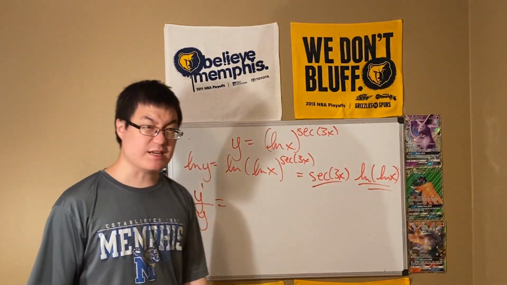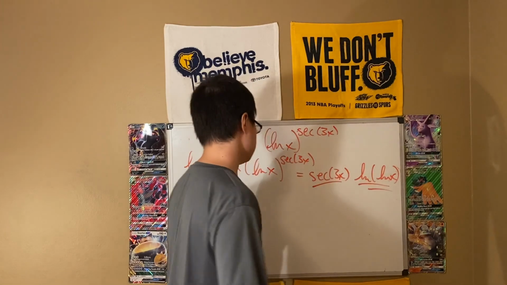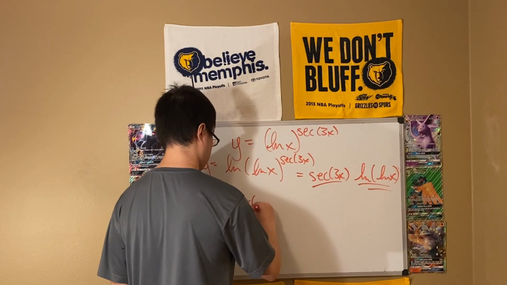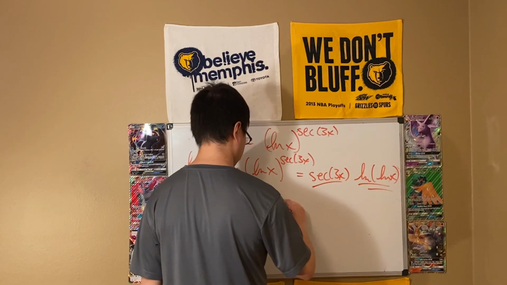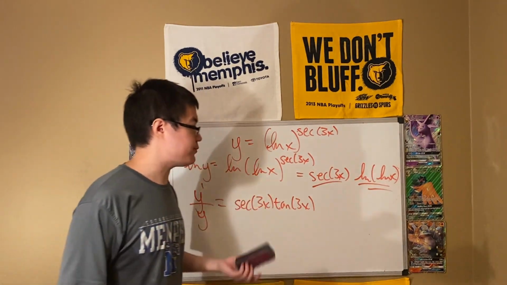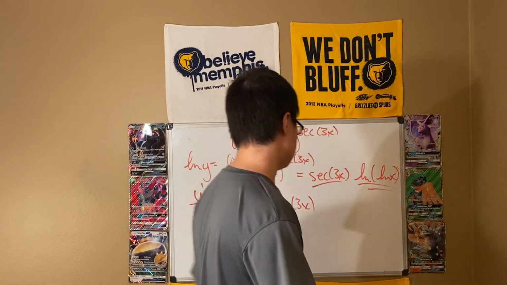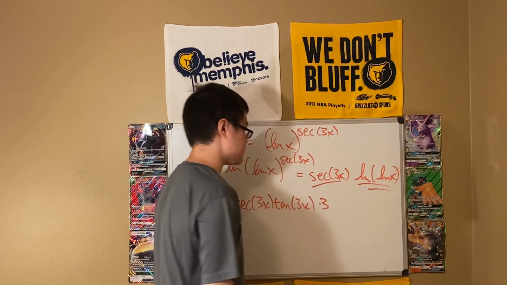So what's the derivative of secant 3x? Remember that the derivative of secant x is secant x tan x, and you put 3x in both slots. So it's going to be secant 3x tan 3x. And then, of course, we need the chain rule. What's the derivative of 3x? It's times 3. Because that's the original inside function.